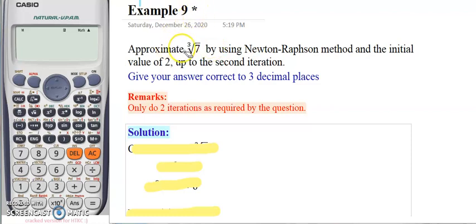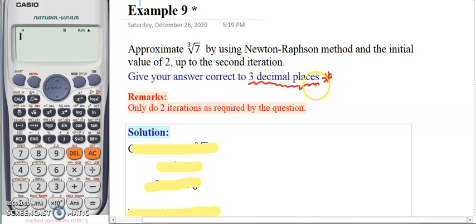Example 9. Approximate the cube root of 7 by using the Newton-Raphson method and the initial value of 2 up to the second iteration. Give your answer correct to 3 decimal places. In this example, I made some modifications compared to the original question, where I would like to specify that the final answer should have 3 decimal places. And let's see how we solve this question by approximating an irrational number using the Raphson method.